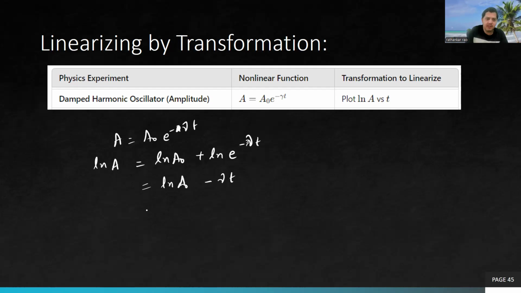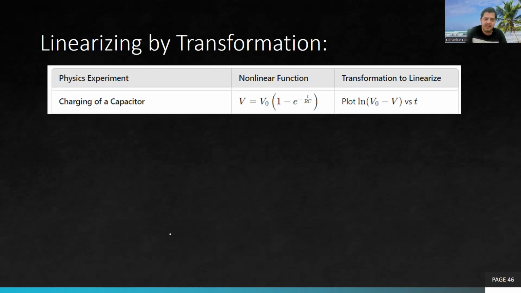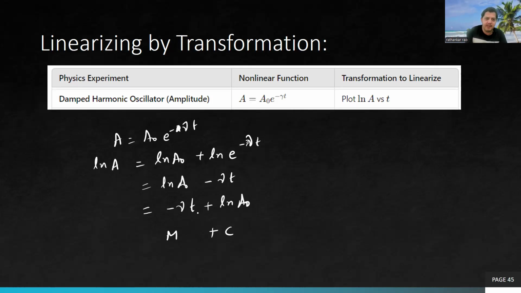Okay. So what I can do is write this as minus gamma t plus ln a0. Now this ln a0 is constant, I'll write as c, and this minus gamma, I'll write as my m here, and t is a variable. Put x here. Ln a, I'll put as y here. So what have I got? I've got an equation which is y equal to mx plus c. So if I plot a graph of y versus x, I will definitely get a straight line.